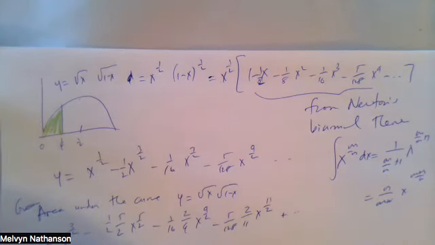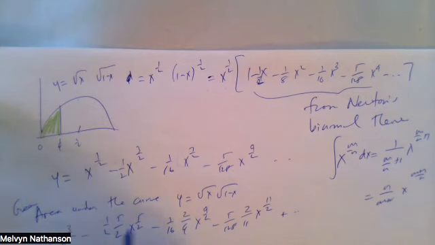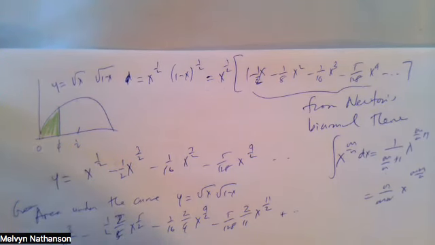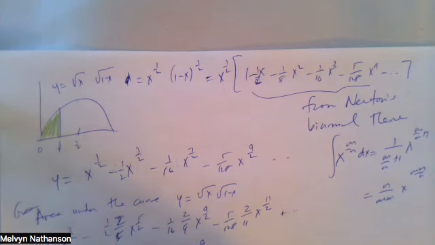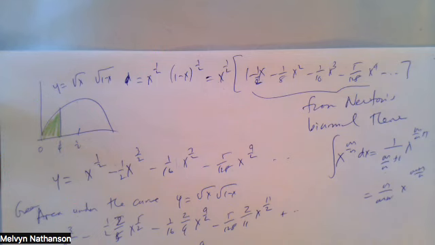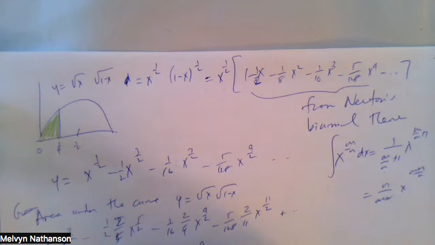So you get 2/3 x to the 3/2 minus, oops, that's just 2/5, minus 1/5 x to the 5/2 minus 1 over 8 times 9 is 72 x to the 9/2 minus 5 over 64 times 11 is 704 x to the 11/2, and so forth.